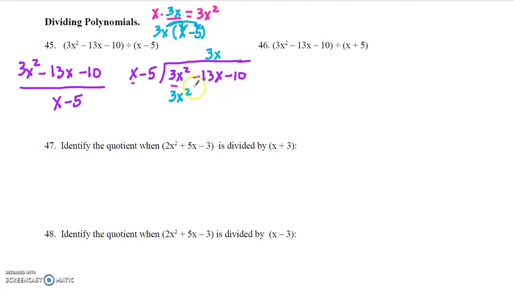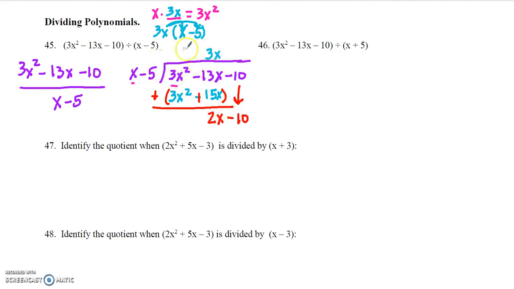3x times negative 5 is negative 15x. And then I'm going to subtract, and I will put this in parentheses so that I subtract everything. So I have 3x squared minus 3x squared. That's gone. Then I have negative 13x minus a negative 15x. Remember, guys, if we have minus and negative, we're actually going to do plus a positive. So now I have negative 13 plus 15. That's going to give me 2x. Bring the next term down, a negative 10.